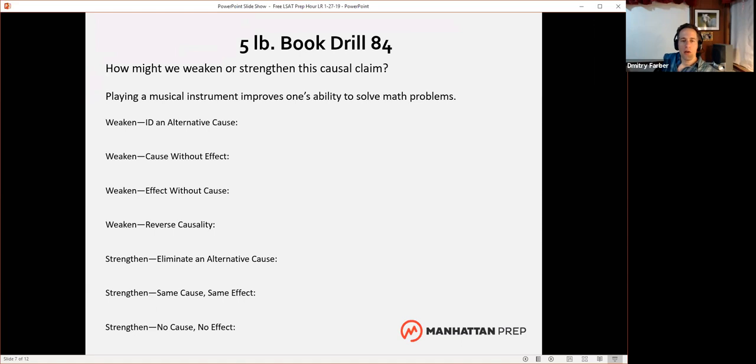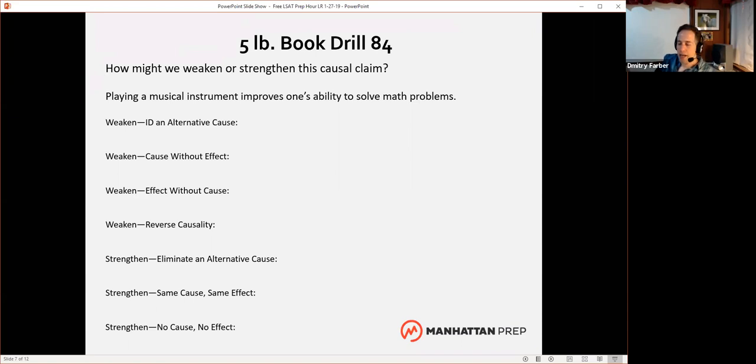So if we know these things go together, we could still try to reverse it or show an alternative cause. So reverse causality would be something like, hey, it's not that playing music gets you better at math. Those two things are correlated, but it's actually the mathematical ability that makes you better at playing a musical instrument. Or there could be an alternative cause. Maybe people who play musical instruments and people who are good at math both have something else in common, like they're wealthy and that gives them advantages, or they have some other underlying ability that makes them both better at both things, or they have tutors, or you know, something like that.